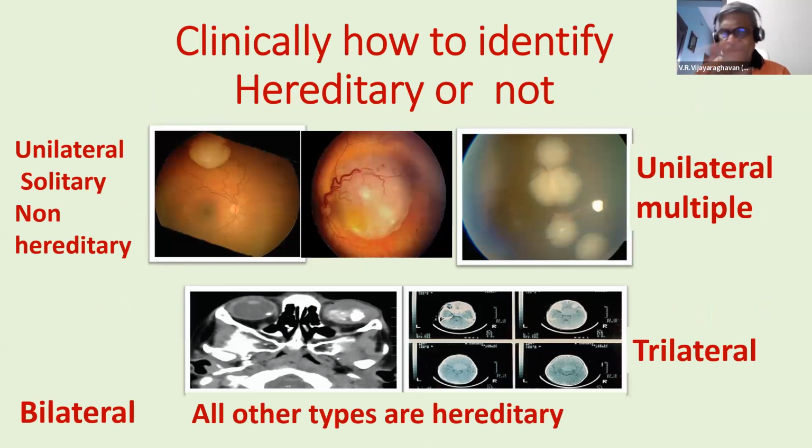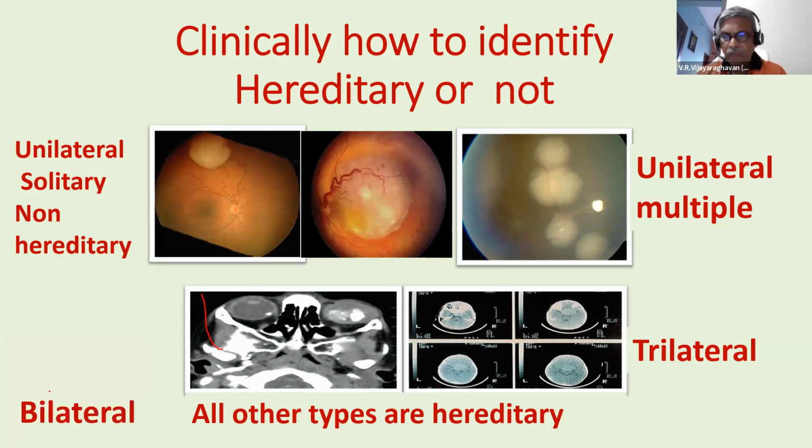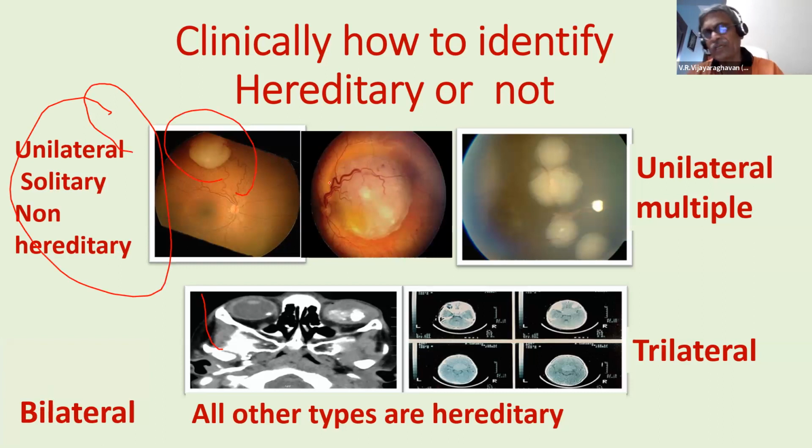How do you know it is non-hereditary? Very simple, I tell you. You examine the child. Complete examination, fully dilated fundus. When you see a unilateral solitary tumor, it is non-hereditary. That's the only thing, non-hereditary.